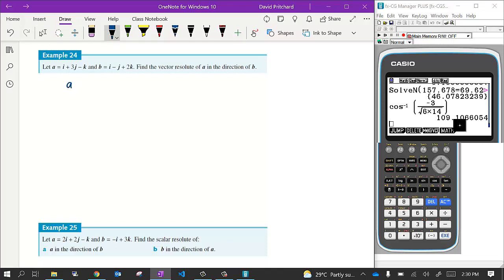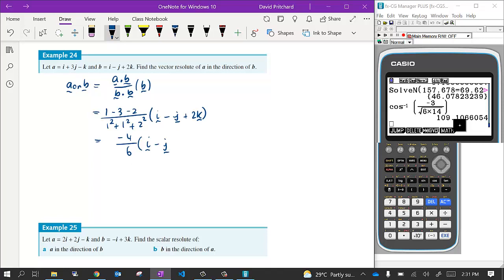So that means we're using the rule A on B is A dot B over B dot B in the direction of B. So A dot B will be 1 times 1, 3 times -1, -1 times 2, and B dot B will be 1 squared plus 1 squared plus 2 squared in the direction of i - j + 2k. So we have -4 over 6, i - j + 2k, and that'll simplify down to -2/3 (i - j + 2k).